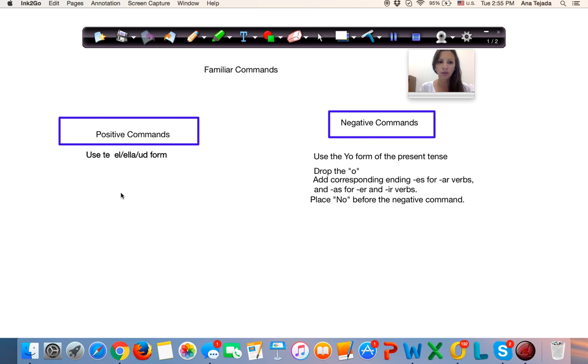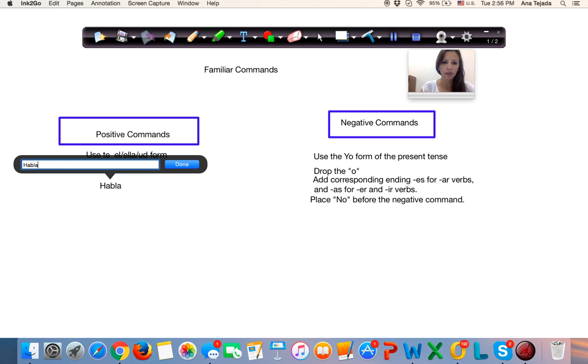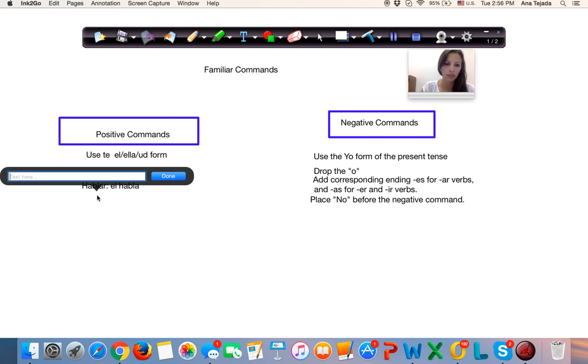So for the positive commands, we're going to use the él, ella, usted form of the present tense. Por ejemplo, let's look at the verb hablar. What's hablar in the present tense for él, ella? Él habla, right? How about the verb escribir? To write. Ella escribe.